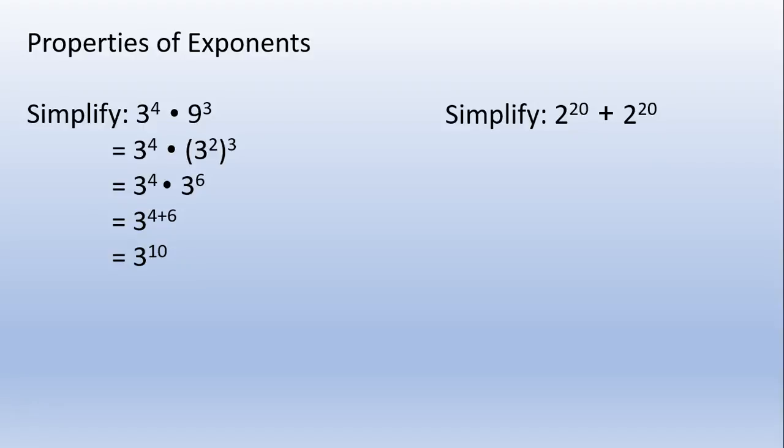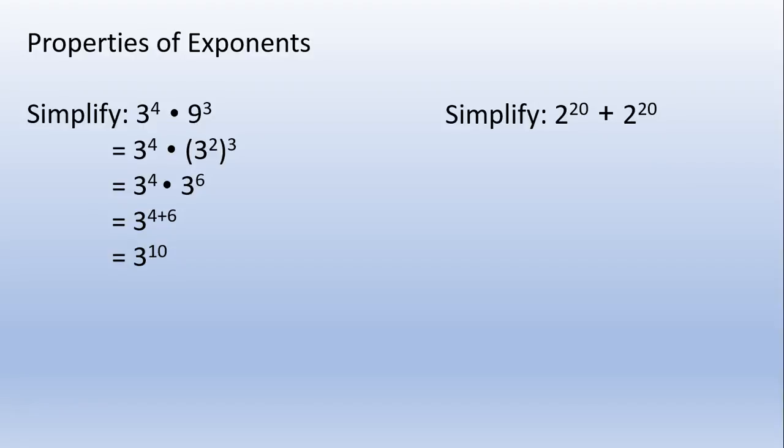How about this one? 2 to the 20th plus 2 to the 20th. Now we do have a property that says if we're multiplying and the bases are the same, we can simplify. Or if we're multiplying and the exponents are the same, we can simplify. But in this case, we're adding. So we can't apply any of the properties we've already talked about.